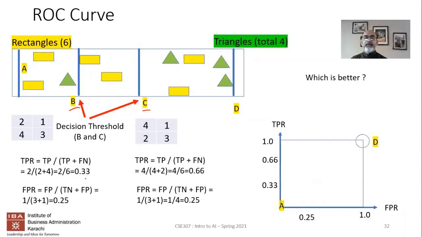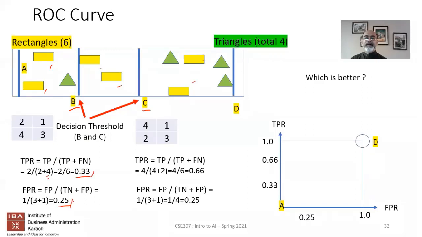So I'm going to cut the chase a little short, and I'll show you what the true positive rates and the false positive rates are. And you can simply calculate it. You can see that when you're at B, the true positives are 2 divided by the false negatives, which are 4. Okay, these are the 4 cases. So it comes out to be 0.33.